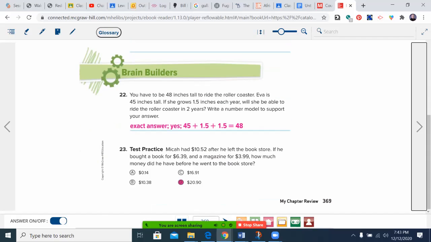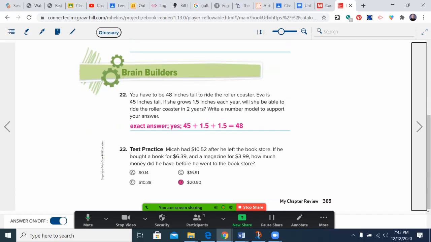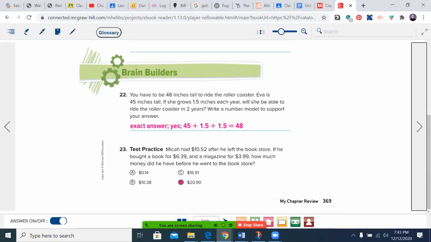And on 23, Micah had $10.52 after he left the bookstore. If he bought a book for $6.39 and a magazine for $3.99, how much money did he have before he went into the bookstore? Add those three numbers together, and you get $20.90.